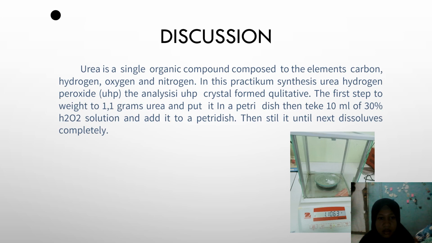Discussion. Urea is a simple organic compound composed of the elements carbon, hydrogen, oxygen, and nitrogen. In this practicum, synthesis of urea hydrogen peroxide, or UHP, and qualitative analysis of the UHP crystal were carried out. The first step is to weigh 1.1 grams of urea and put it in a petri dish, then take 10 ml of 13% H2O2 solution and add it to the petri dish. Then stir until it dissolves completely.